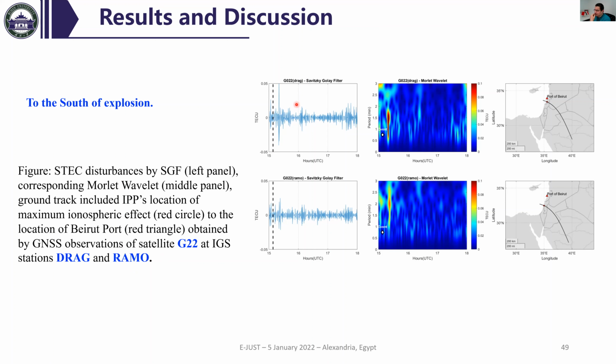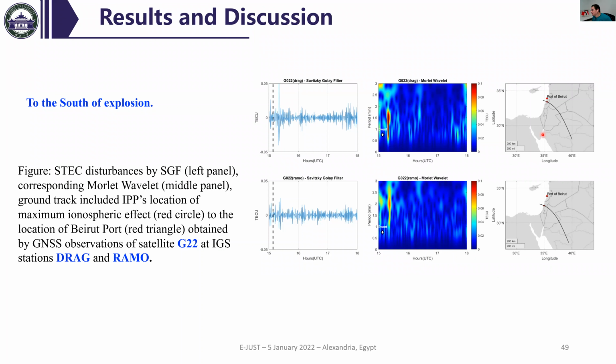the STEC value. And here in the middle part, there is a Morlet wavelet to convert the time domain to the frequency domain. We can see the period of disturbance is from 1 to about 3 minutes.